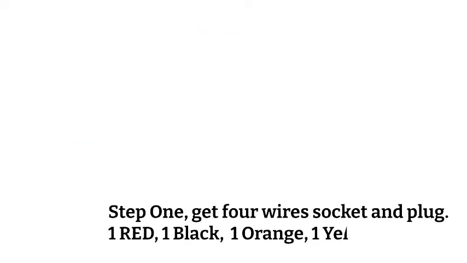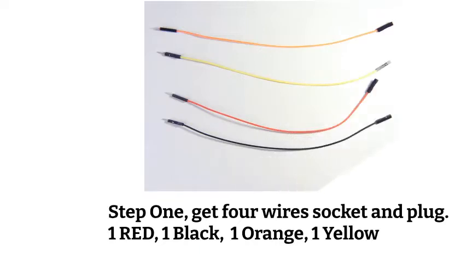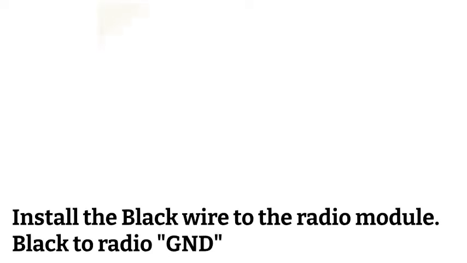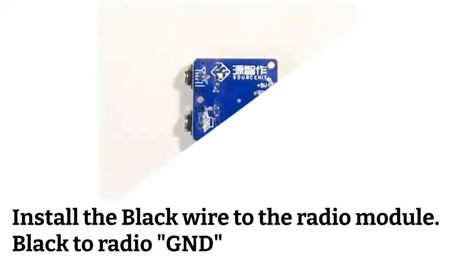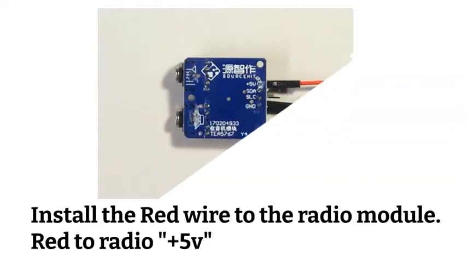Step 1. Get 4 wires, socket and plug: 1 red, 1 black, 1 orange, 1 yellow. Install the black wire to the radio module. Black to radio module pin GND. Install the red wire to the radio module. Red to radio module pin 5V.